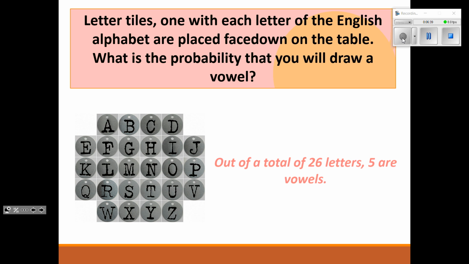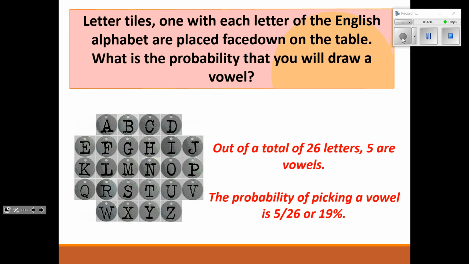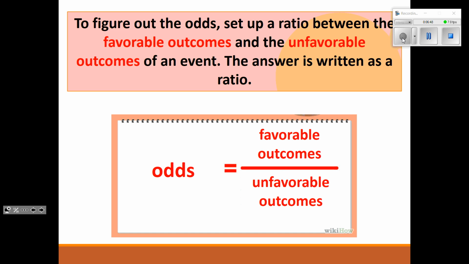So what is the percentage? So that would be a vowel. 5 divided by 26 is 19%. Okay, now we're going to look at odds. Odds works a little bit differently.